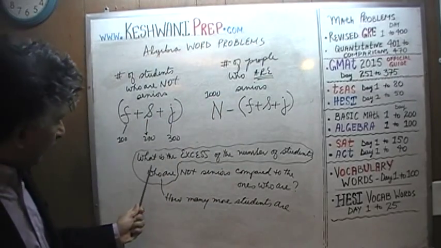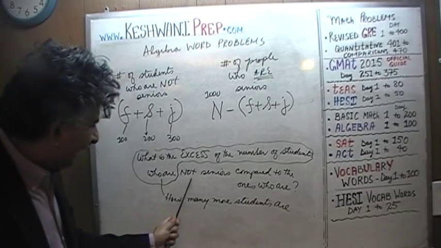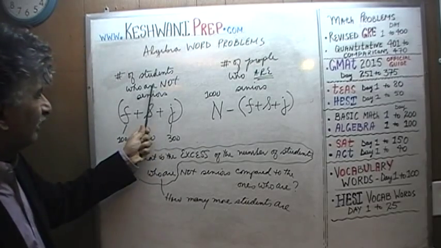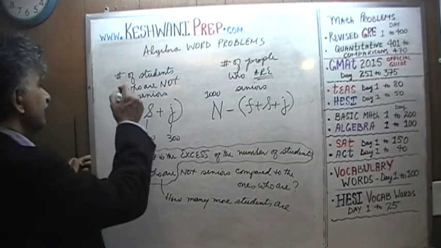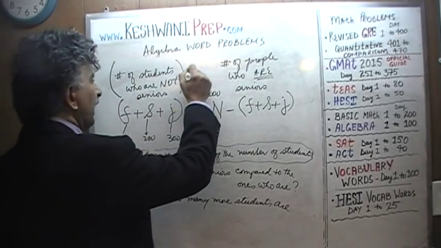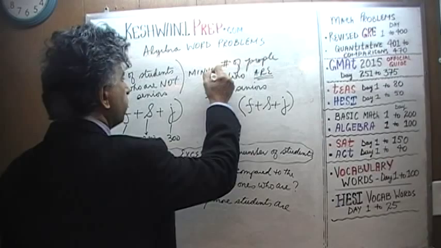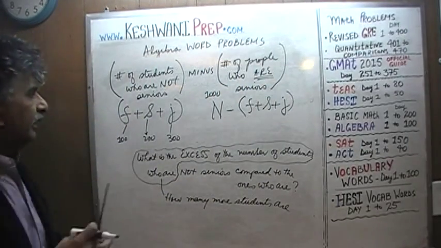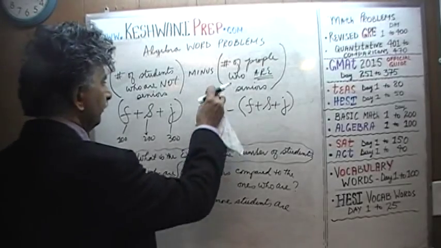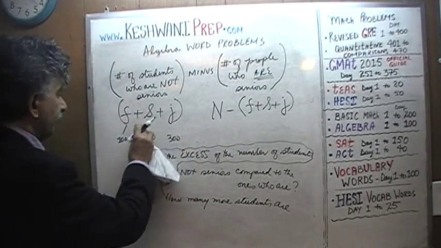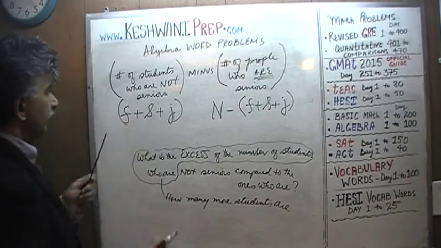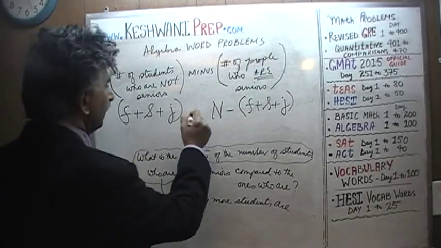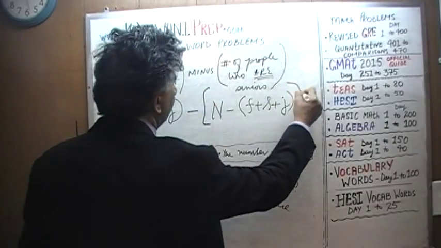The question is, how many more students are not seniors? This is how many people are not seniors compared to the ones who are. That's simply this quantity minus this quantity. That's it. We have it. We are done. I'm going to raise the numbers now. This quantity minus this quantity.